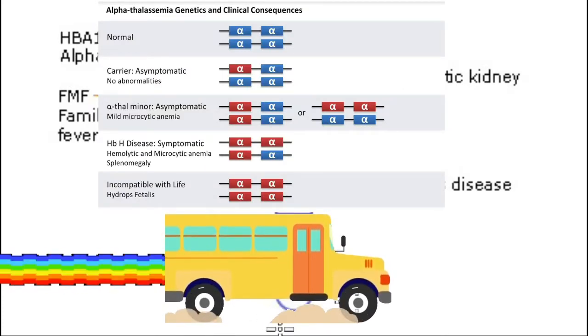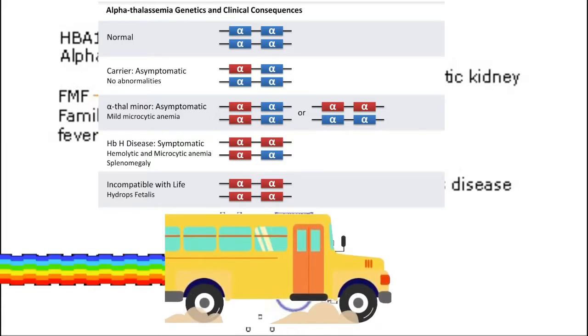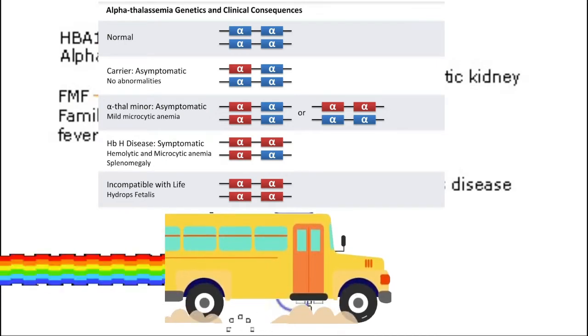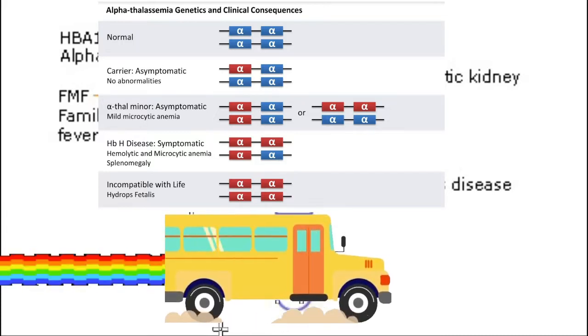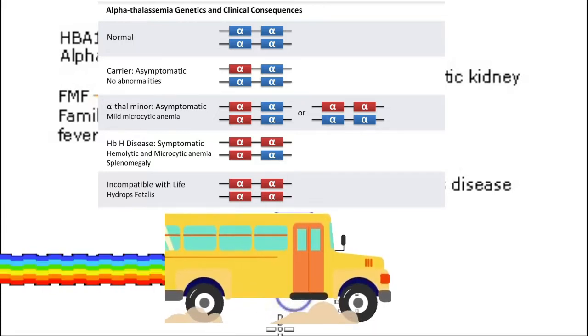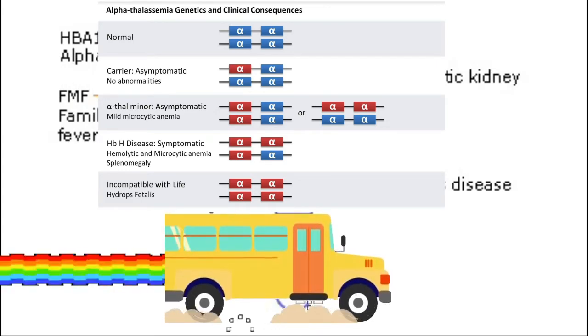A three-gene deletion causes production of hemoglobin H, also called HbH. This is called HbH disease. The intermediate form of alpha thalassemia results in microcytic anemia, hemolysis, and splenomegaly. A four-gene deletion results in alpha thalassemia major with Hb Bart's, which is typically fatal to fetuses.